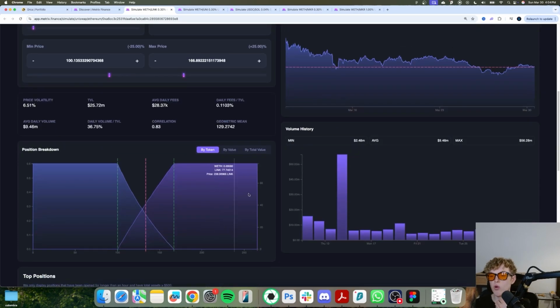Scrolling down, we can see more information such as the volume history. We can see the fees per day along with volume per day. And remember, I'm not a financial advisor by any means. I'm just showing you my opinion and showing you this tool. So make sure to do your own research.